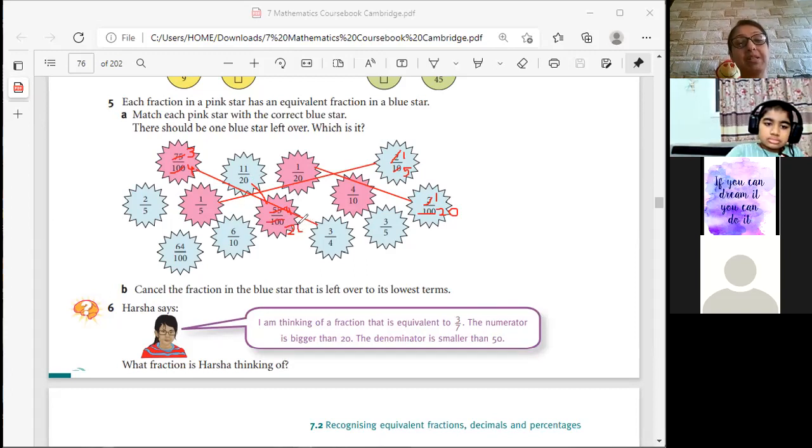Now only one pink star is left and that is 4/10. So 4/10, where will it match? 2 twos are 4, and 2 fives are 10. So I'm going to get a 2/5. I'm going to match it with 2/5.